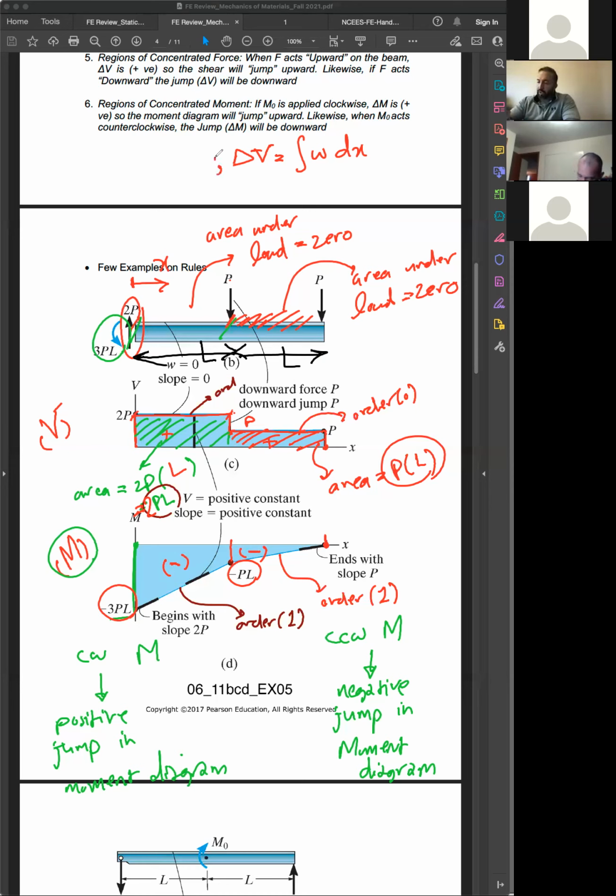The other equation that I was using, what was that? It was delta M is the integration of V dx. So the change of moment is the area under the shear diagram. Make sure that these two equations are something you would be using.